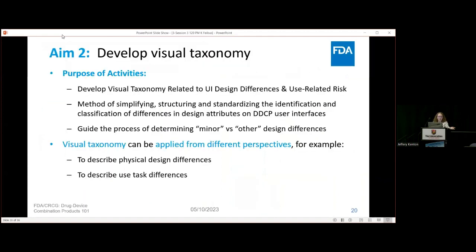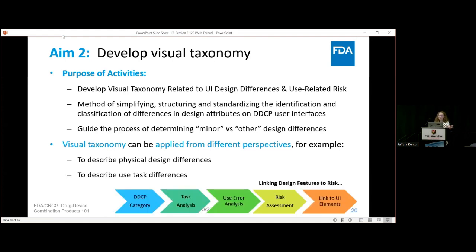So having gone through that exercise, they started developing a visual taxonomy related to user interface design differences and use-related risk. They wanted to find a way to both simplify and standardize the process of identifying minor versus other differences. This relates to both physical design differences as well as task differences, because the task differences affect how people interact with their user interface. And so that brings us to the development of their visual taxonomy.